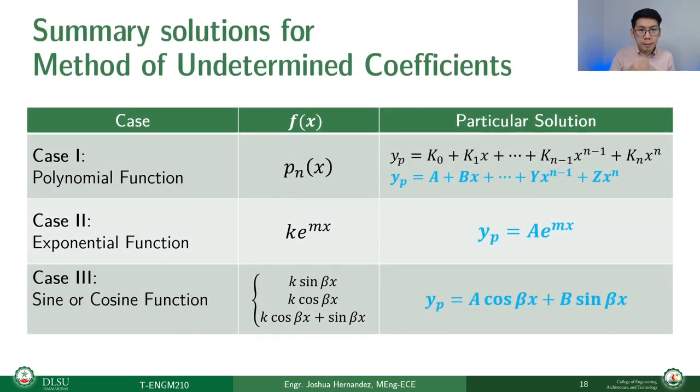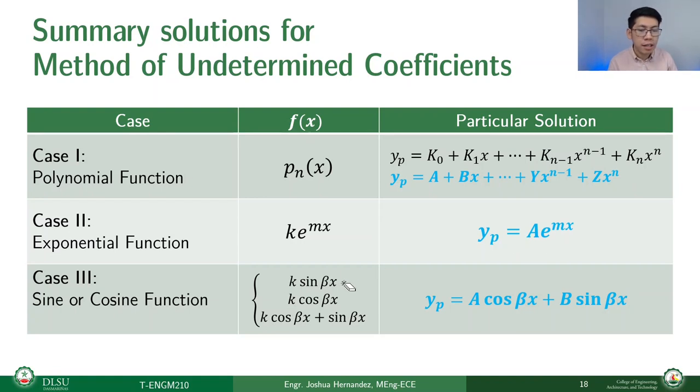So to summarize, some solutions for the method of undetermined coefficients. For case one, if our forcing function, our f of x, is a polynomial function, then we can have a guess solution of a plus bx plus up until y x raised to n minus 1 plus z x raised to n. Again, the degree of x in your particular solution is dependent on the degree of your polynomial. So, if your f of x or forcing function is exponential, then you can expect that your particular solution has a form of a e raised to mx.